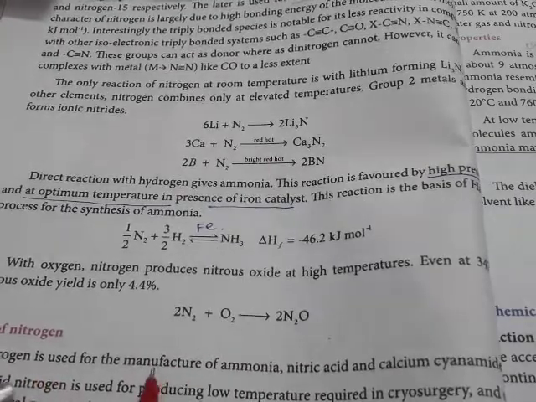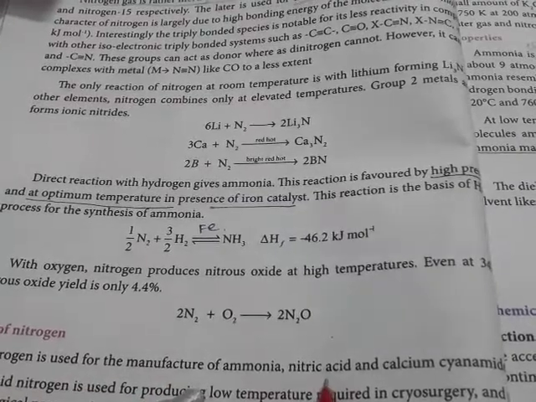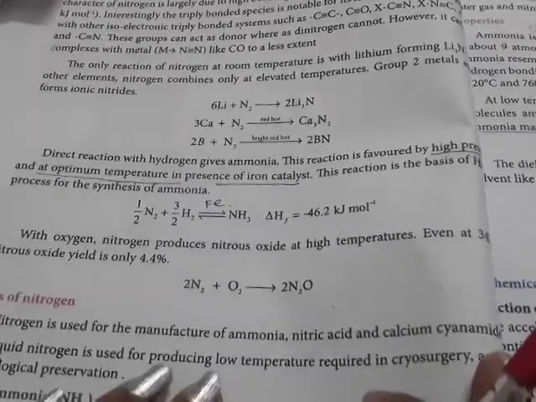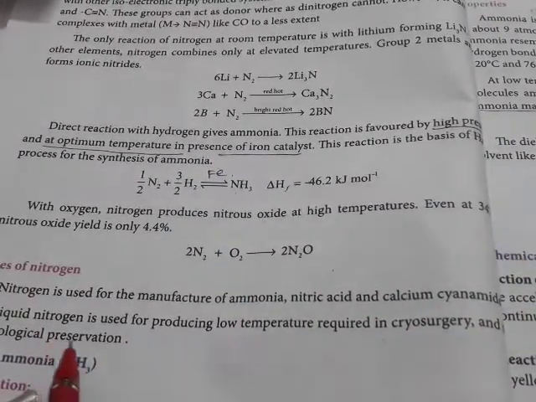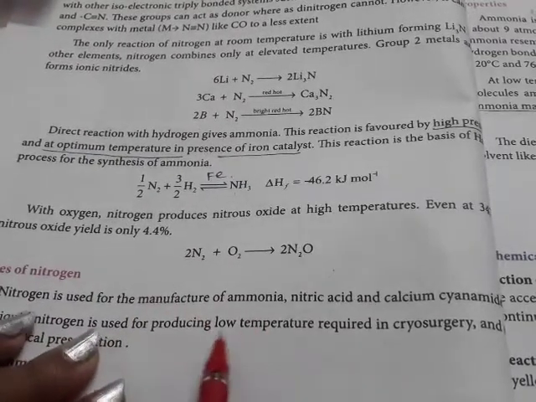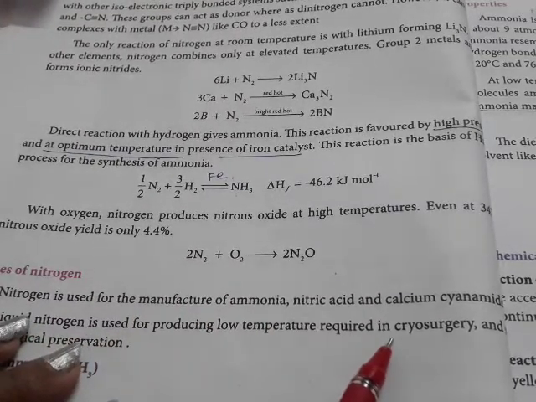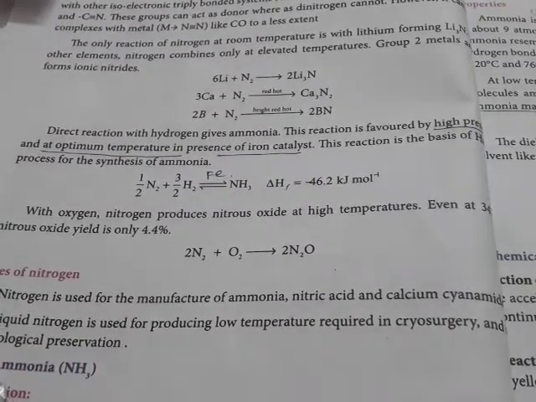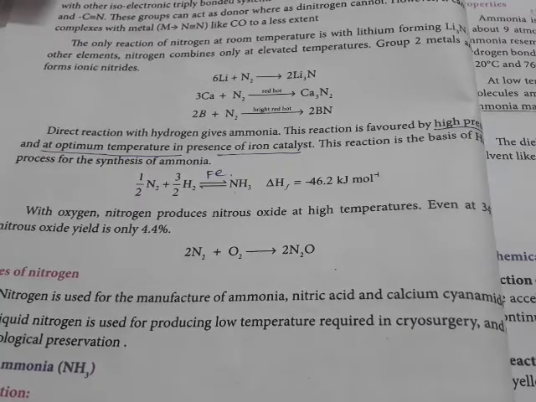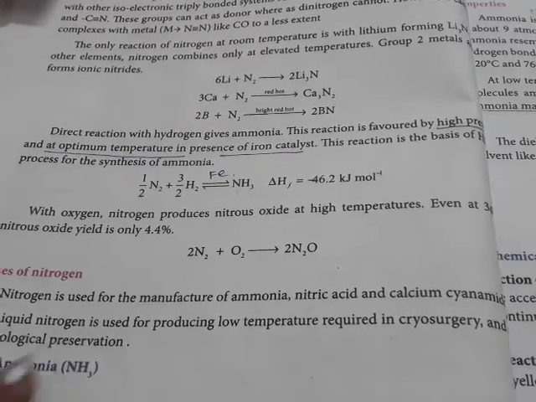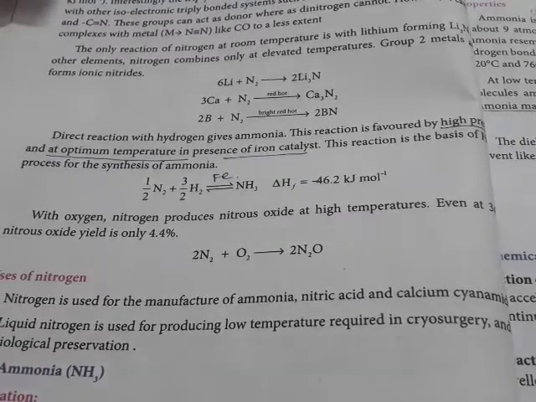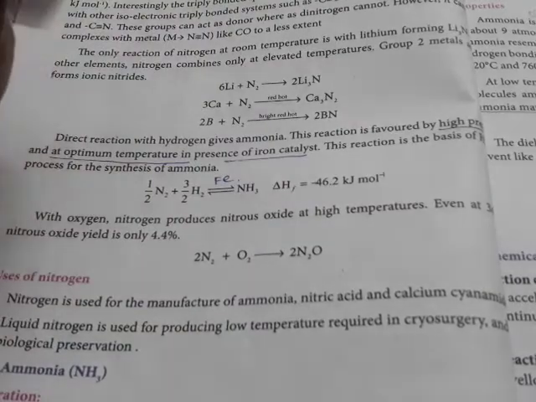Nitrogen is used for the manufacture of ammonia, nitric acid and calcium cyanamide. Liquid nitrogen is used for producing the low temperature required in cryosurgery and biological preservation. Nitrogen is used in surgeries and as a preservative for biological preservation. These are some of the uses of nitrogen.